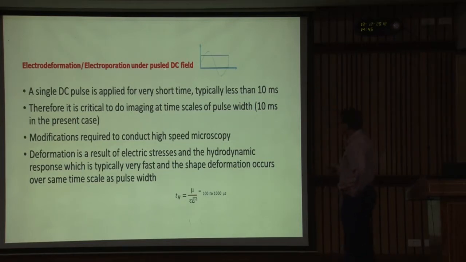And as I said, very strong DC pulses are often applied in electrochemotherapy, for example. And normally what you see is you apply strong pulses of 1 millisecond to a few microseconds, and the cell gets poRated, and that's what the typical experiments have been.